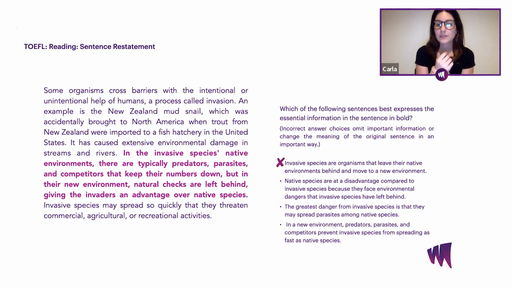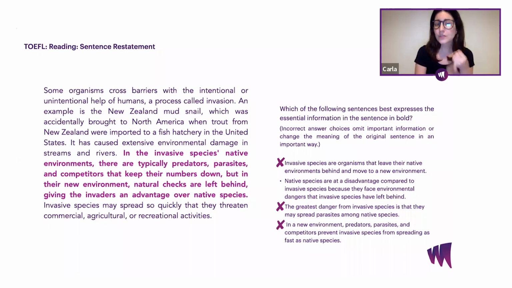The greatest danger from invasive species is that they may spread parasites among native species. So this one was not mentioned. Also, it's a little bit counterintuitive because if they've left the parasites behind, then I'm not sure how they would be able to spread them. So this one we're going to eliminate. And then the last one says, in a new environment, predators, parasites, and competitors prevent invasive species from spreading as fast as native species. So this one is pretty much the opposite of what the original sentence says, because instead of it preventing them, they're no longer dealing with these things, which gives them an advantage.